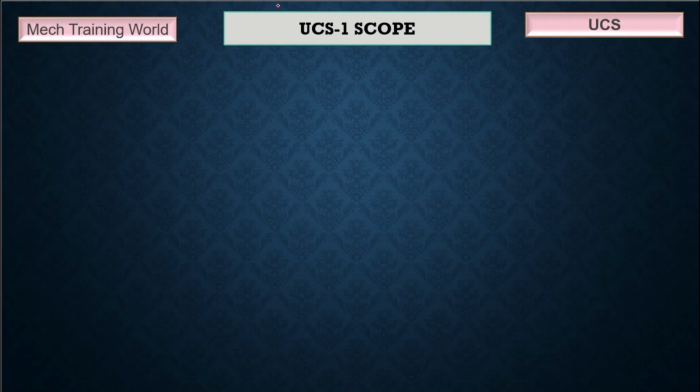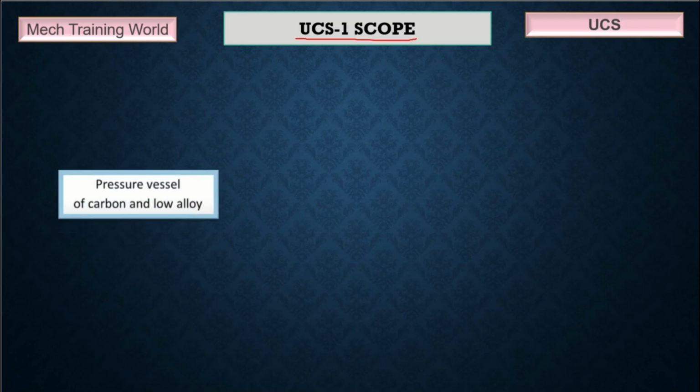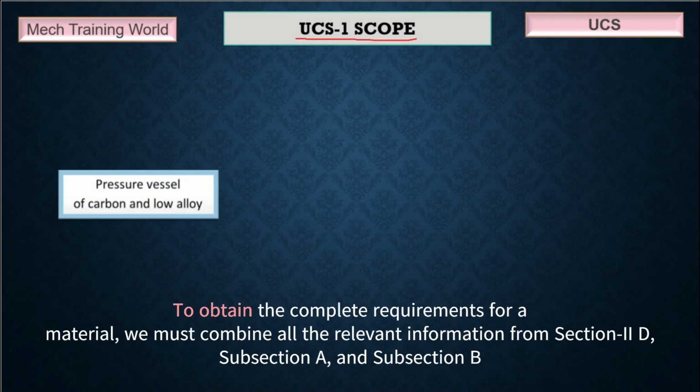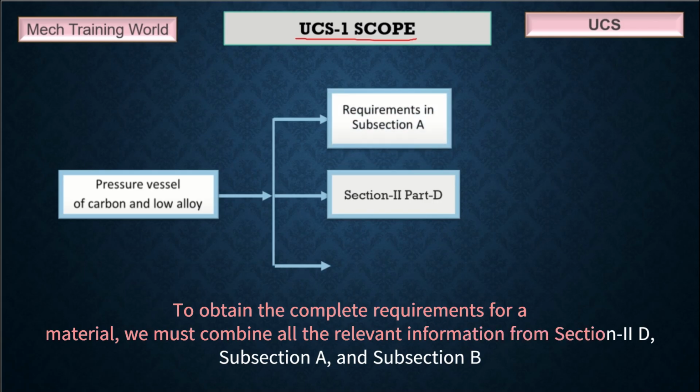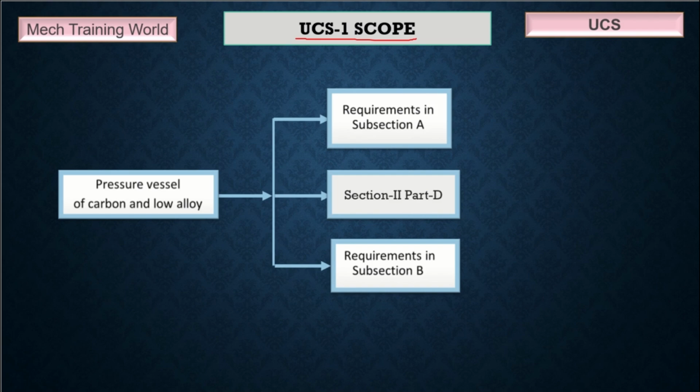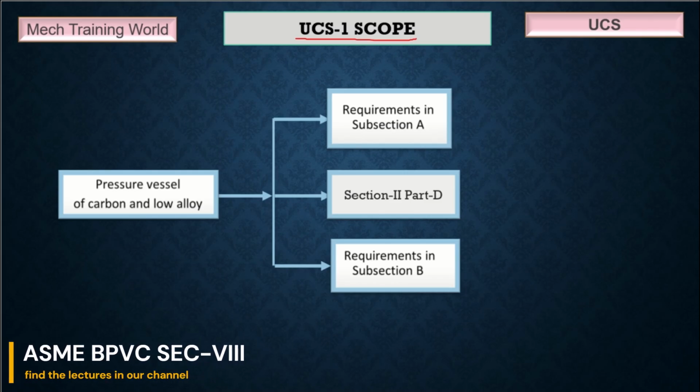First we will see UCS-1 scope. What exactly does the code say in this scope? The code says that to obtain complete requirements for a material, we must combine all the relevant information from section 2 and subsection A and subsection B from this current division. So this is what the code says in the UCS-1 scope. Because no single portion contains all the necessary requirements. They are scattered based on their respective purposes. Hence, it is crucial to have a good understanding of the code to identify these requirements accurately.